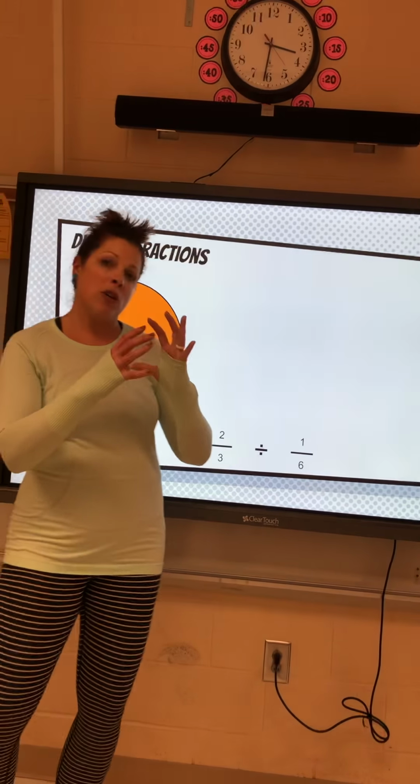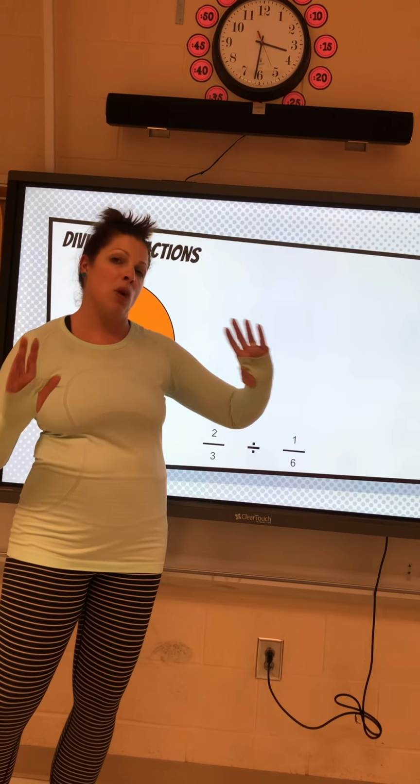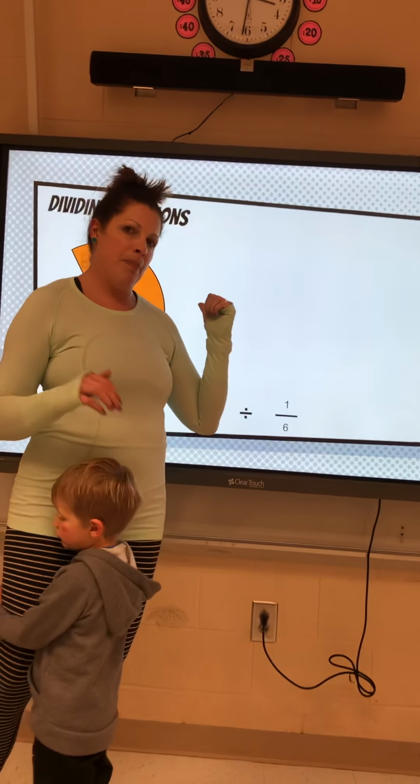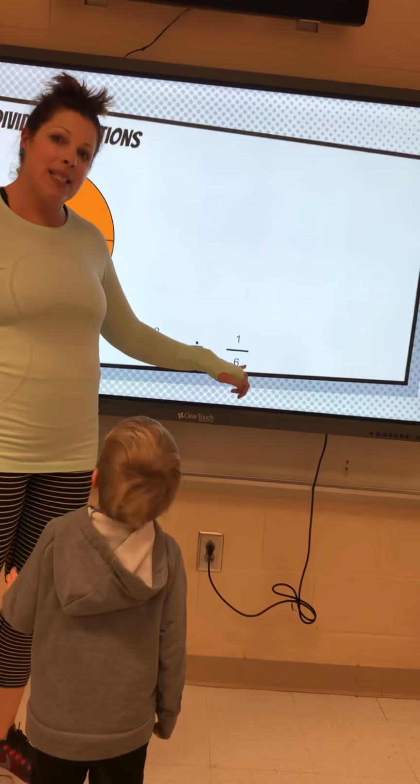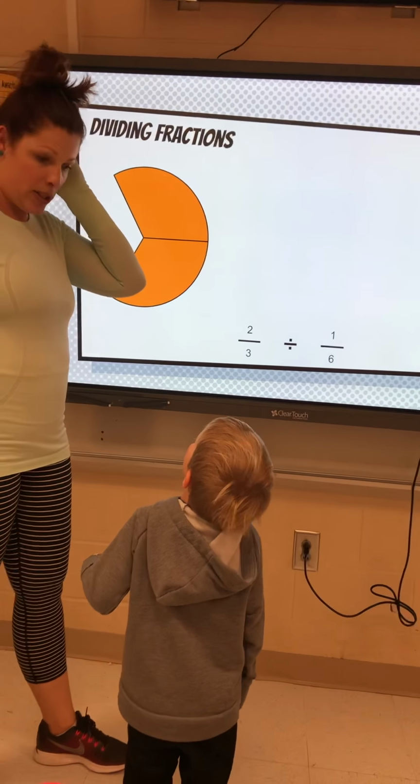Some people do better with the circle, some people do better with the rectangle. So I'm showing you both on the board right here. Now we're looking at how many 1/6 are inside 2/3.